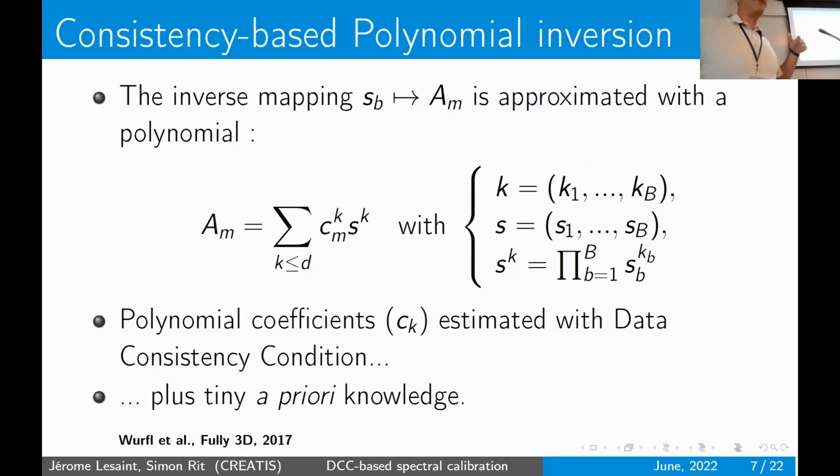This is the formalism that we have for a polynomial model. What we want to estimate is this inverse mapping from the energy measurements. We want to recover the material-specific sinograms, and we want to estimate the polynomial coefficients with the analysis of the consistency conditions, plus we still need a small amount of a priori knowledge on the object.